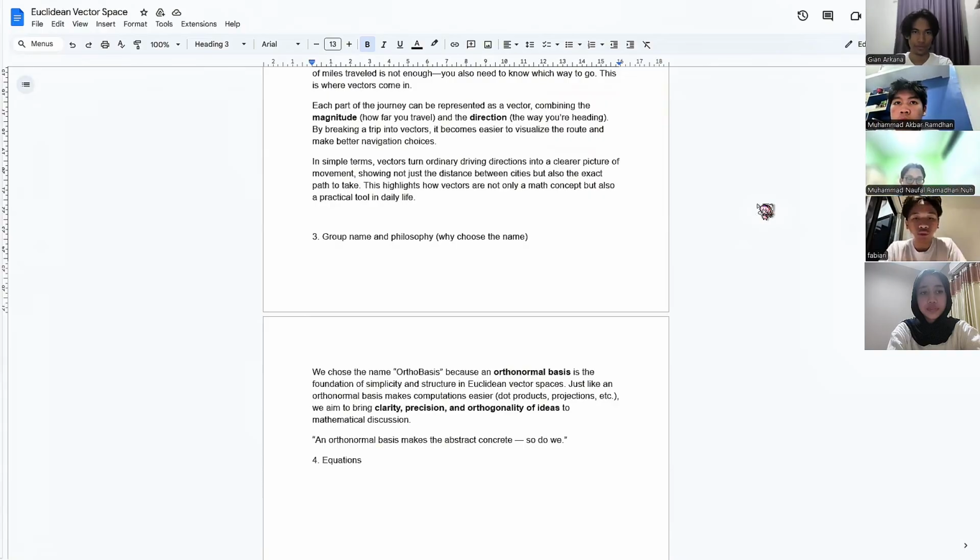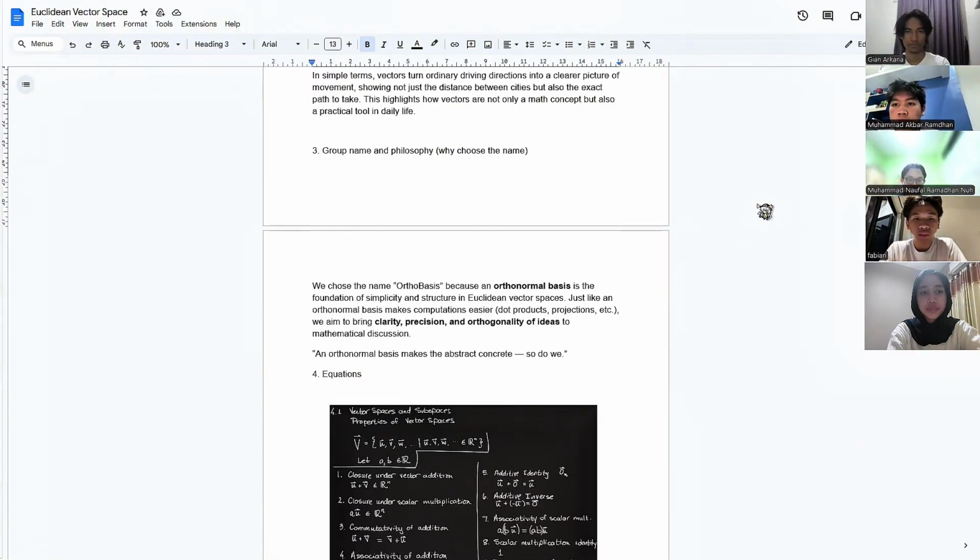And why we chose the name orthonormal basis is because the orthonormal basis is the foundation of simplicity and structure in Euclidean vector space. Just like an orthonormal basis makes computation easier, like dot products, projection, and so on. We aim to bring clarity, precision, and orthogonality of ideas to mathematical discussion.